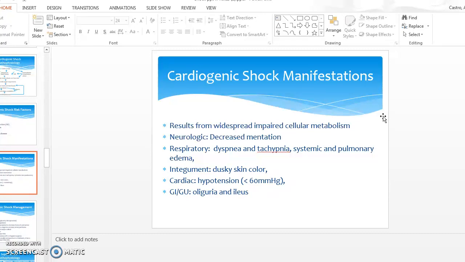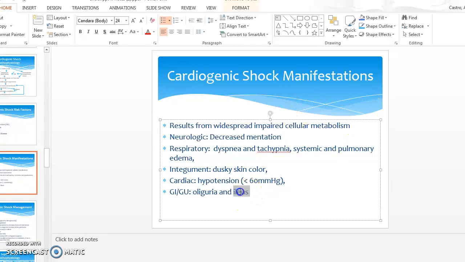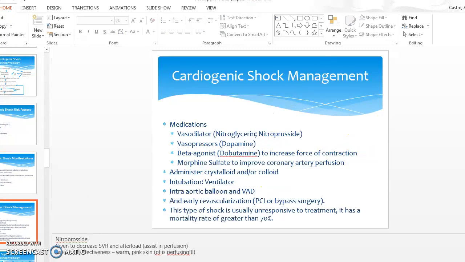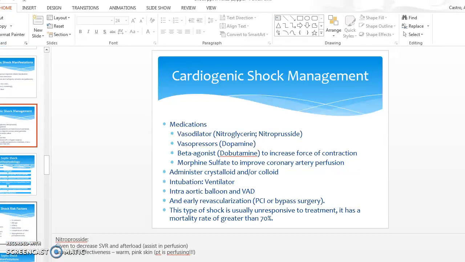If you don't have blood flow and blood pressure to perfuse the kidneys, then of course we're not going to have urine output. And if you don't have blood going to the intestines, then of course we're not going to be able to move stool, and digestion can't take place in normal fashion.